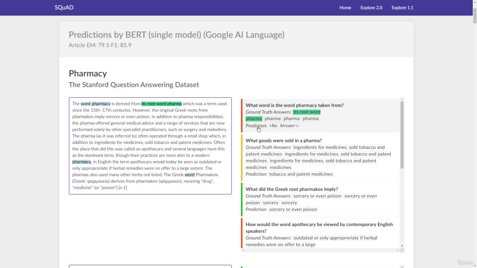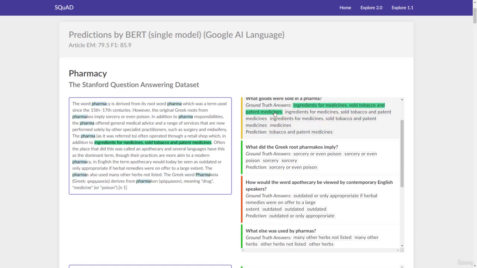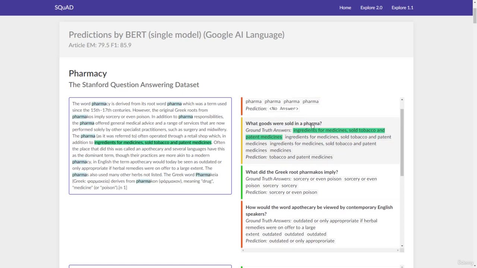Now the prediction in this case, based on this BERT, is actually no answer, which is not good. So this is a wrong prediction. Now let's take this other example. What goods were sold in a pharmacy? The ground truth answer is ingredients for medicines, so tobacco and patent medicines, while the prediction is tobacco and patent medicines. Now they colored this orange to show that the prediction is almost correct but not perfect. Now for this we have a perfect prediction, that's why you have this green right here.